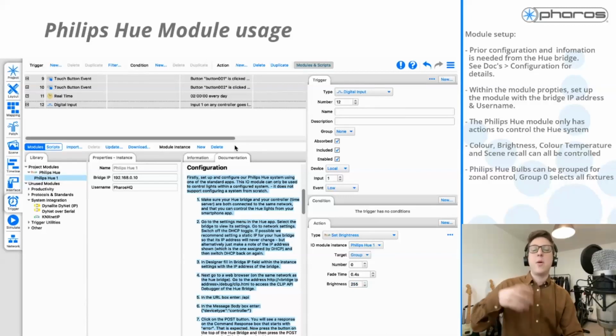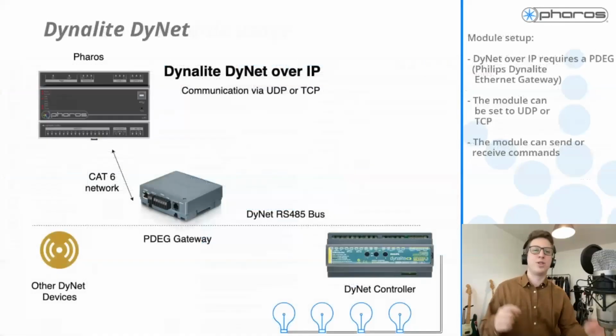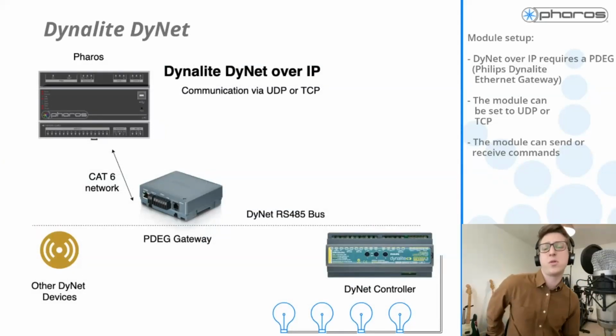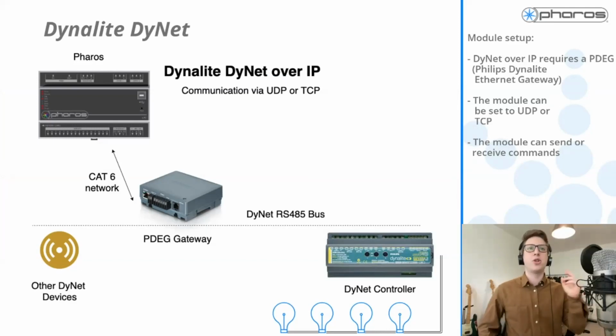Okay, so now I want to move on to probably the most architectural, I don't know if that's the right term to use, protocol, and that's Dynalite, DyNet. So Pharos has actually been integrating with these systems for quite a while now. There are 2 different versions of DyNet that we can support. There's the DyNet over IP version, which utilizes either UDP or TCP. And then there's DyNet over RS485 over a serial connection. So first off, we're going to look at DyNet over IP.